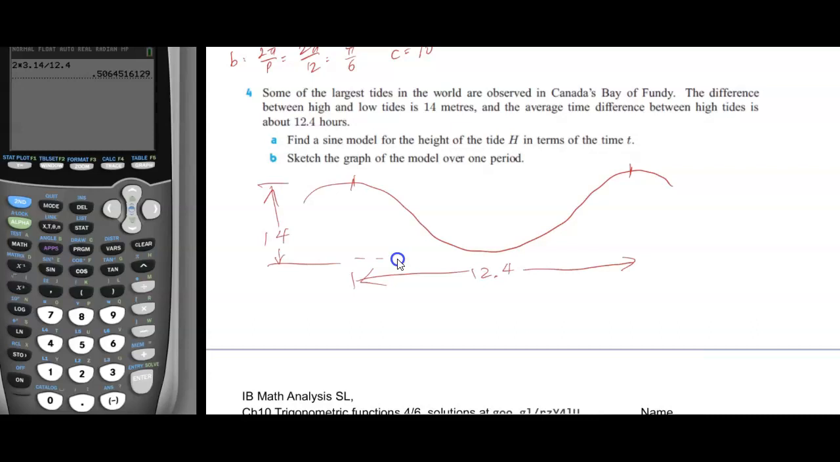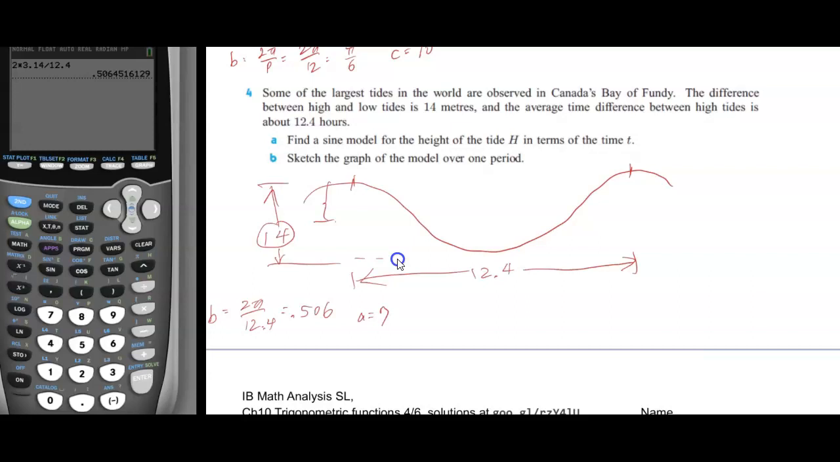So let's see. Find a sine model. If we need to find a sine model, what do these numbers tell us? Well, 12.4 is obviously the period, right? So I could find the b value by doing 2 pi over 12.4. If I do that on my calculator, 2 pi divided by 12.4 is 0.506. So my b value is 0.506. What is my a value? My a value I could find from this peak-to-peak distance of 14. Remember that the a value is half of the peak-to-peak distance because it's from the center to the top or the center to the bottom. That means my a value is 7.